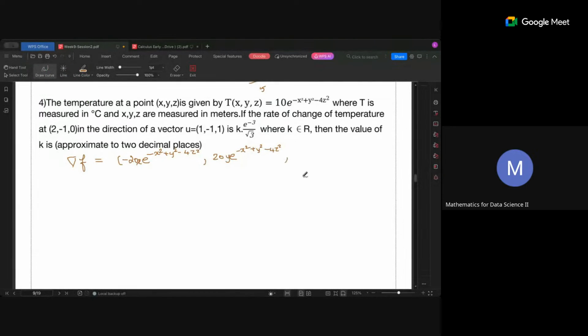Okay. So here, what is it with respect to z? Minus 80z. It will be minus 80. Yes, correct. Now you are considering the point 2 comma minus 1 comma 0. So evaluate and tell me.